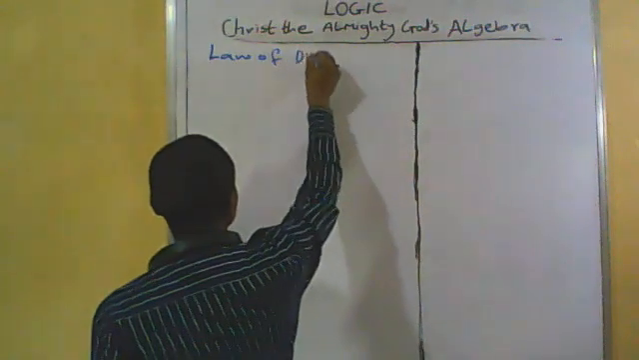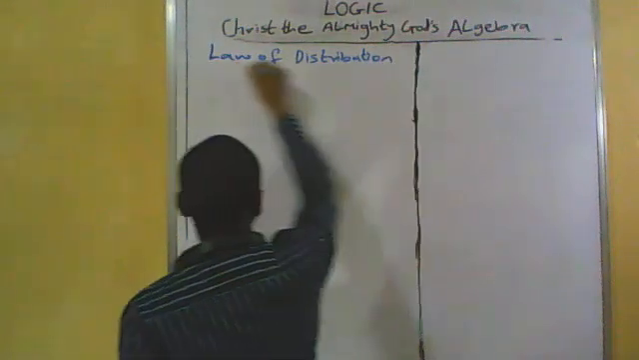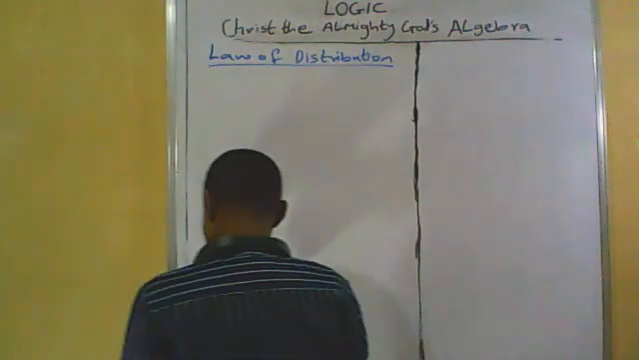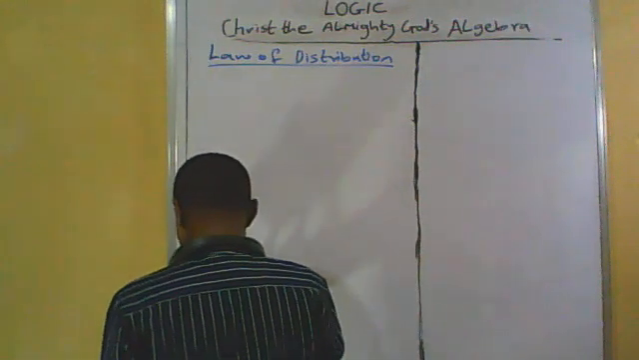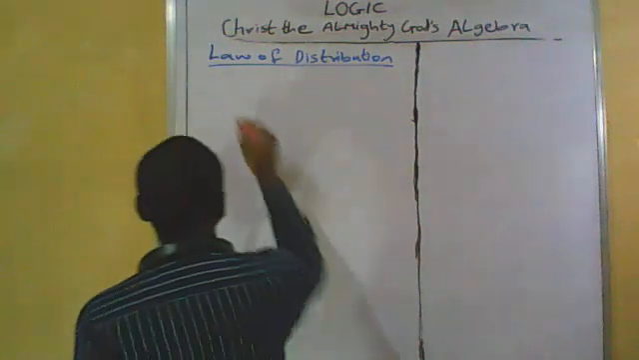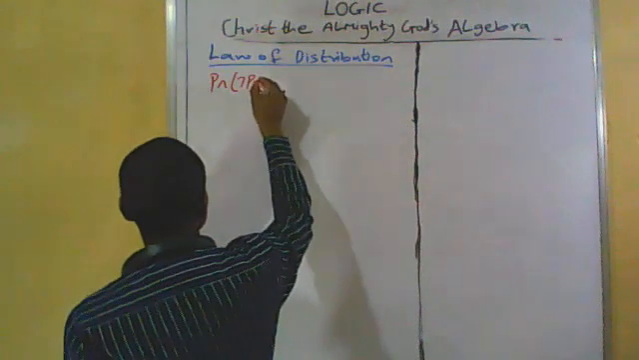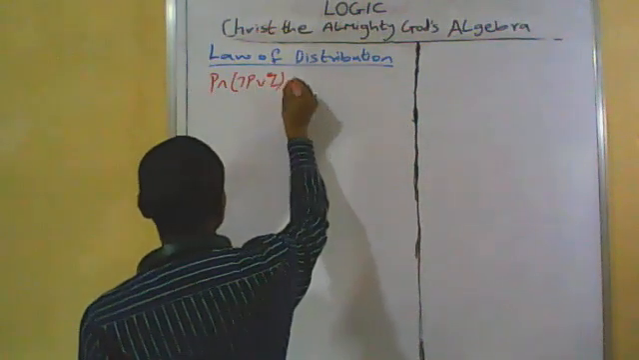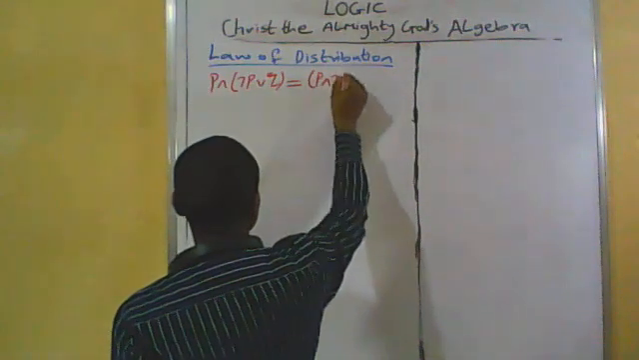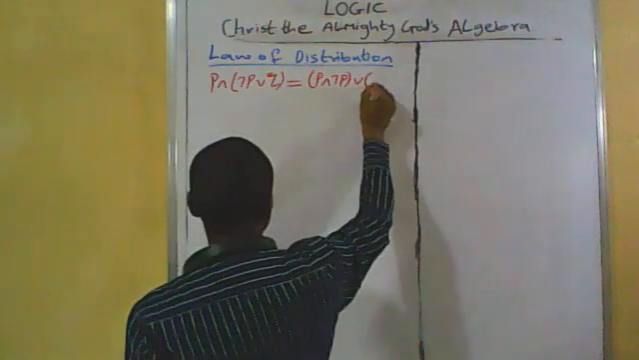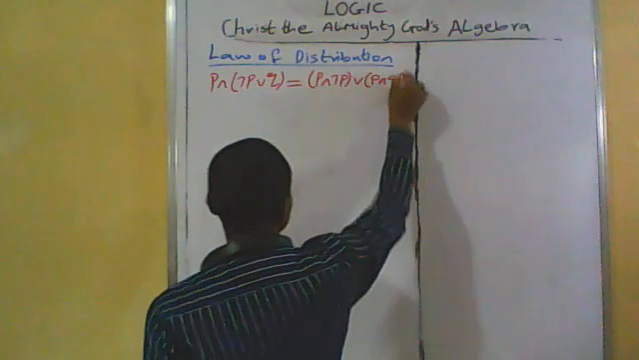Law of distribution. P and bracket not P or Q is equal to bracket P and not P or bracket P and Q.